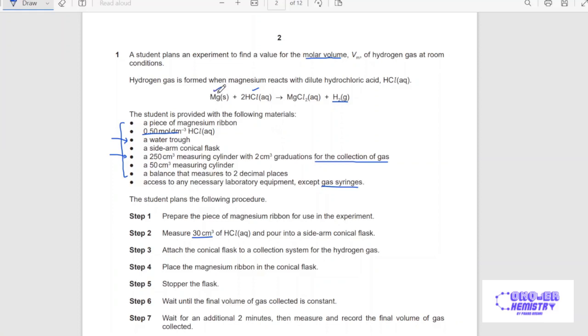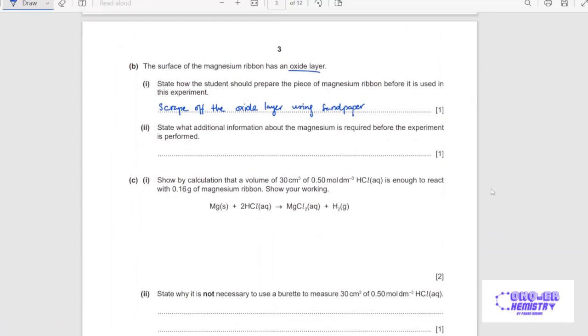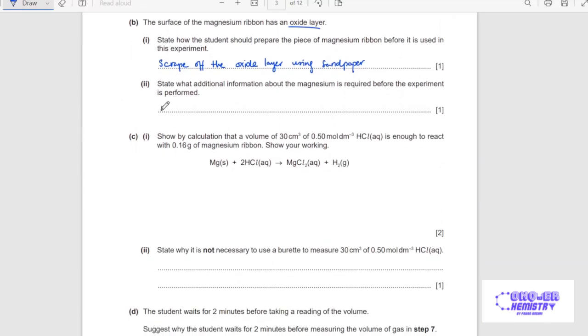So just to be absolutely sure, we have the magnesium, which is a solid, so we should find the mass of magnesium before we proceed. So I'm going to write: mass of magnesium is important. That's what we need to gather.